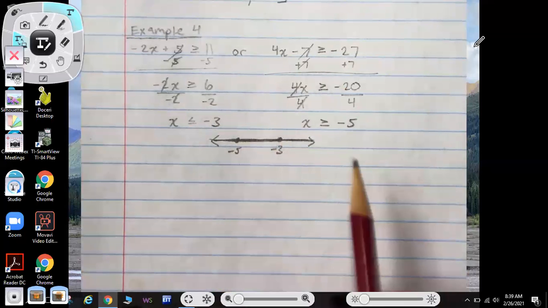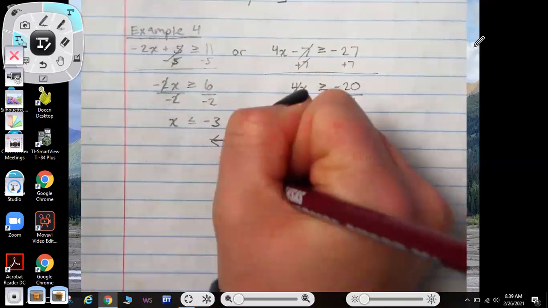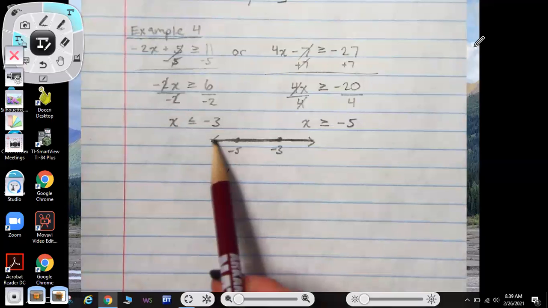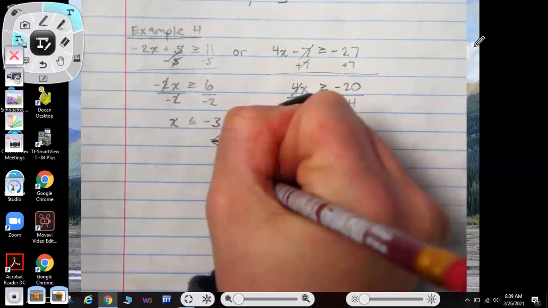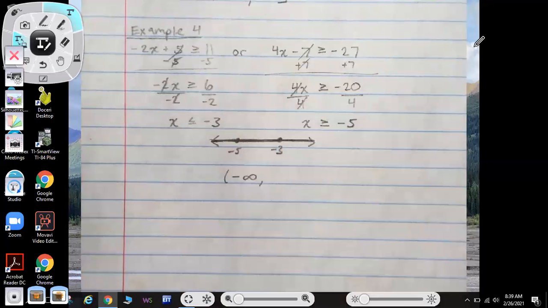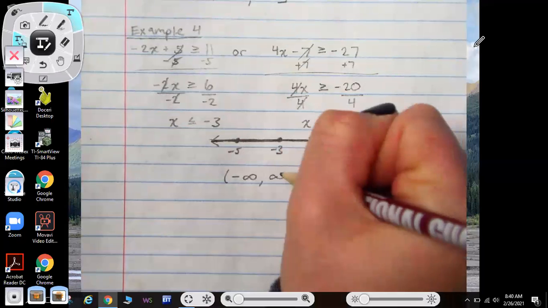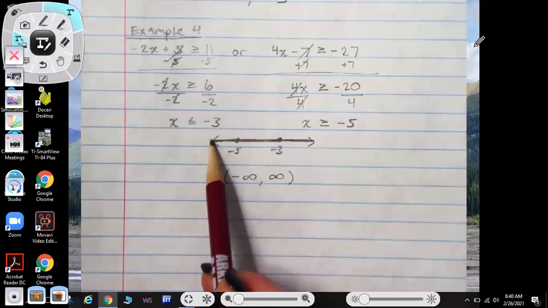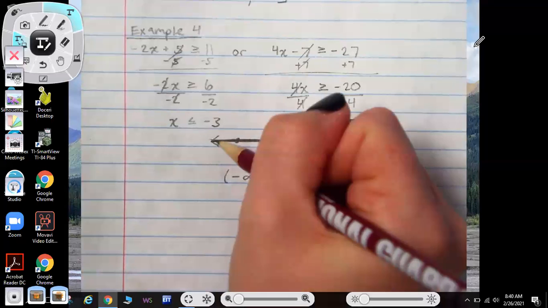So when we write our solution in interval notation, what's our interval, if we are looking at this graph? Negative infinity. -3 with the square bracket. Can we write it as one instead of trying to do two? Would you do just positive infinity? Yep. We have our whole number line shaded here. All the way to negative infinity and then all the way to positive infinity.